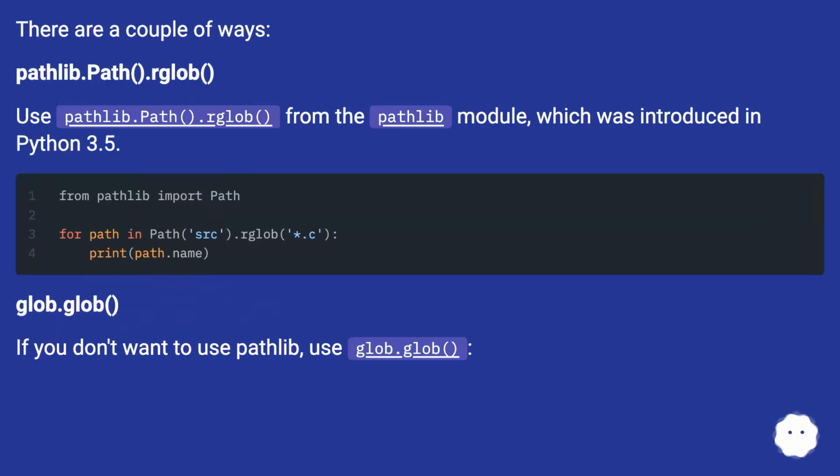There are a couple of ways. pathlib.Path.rglob. Use pathlib.Path.rglob from the pathlib module, which was introduced in Python 3.5. glob.glob. If you don't want to use pathlib, use glob.glob.